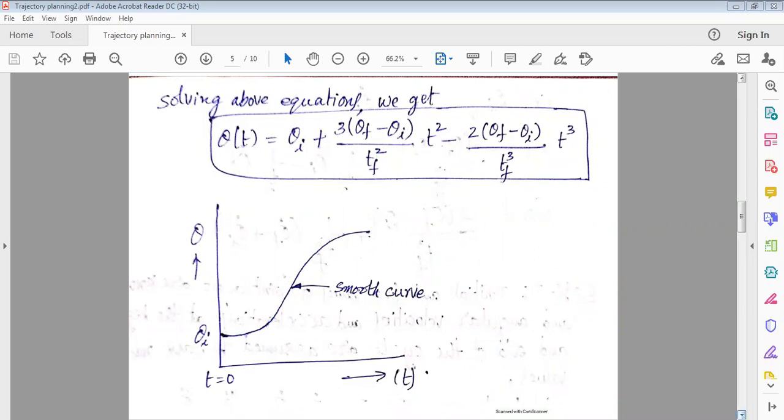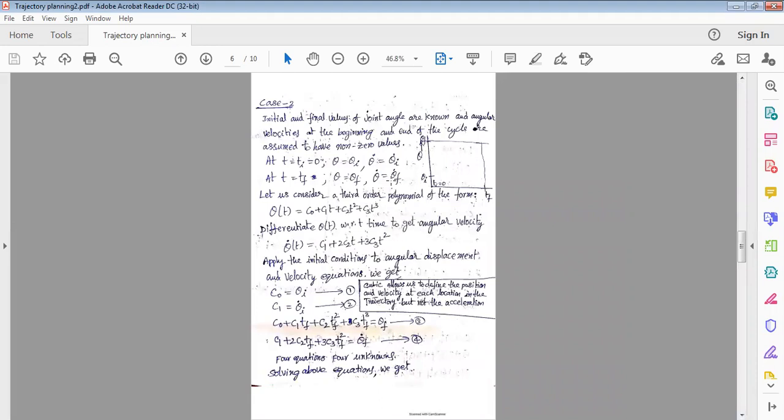So let us go to case 2. In case 2, we see a little difference from case 1. The initial and final values of the joint angle are known. Again, the joint angles at the initial point and at the final point are given, which means theta I and theta f are given. And the angular velocities at the beginning and at the end of the cycle are assumed to have non-zero values.